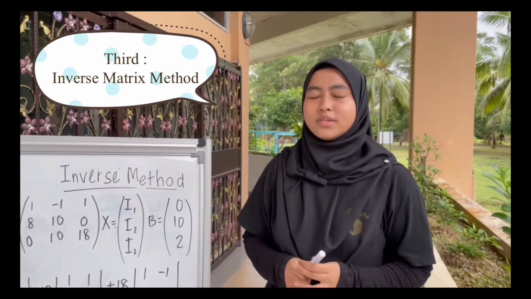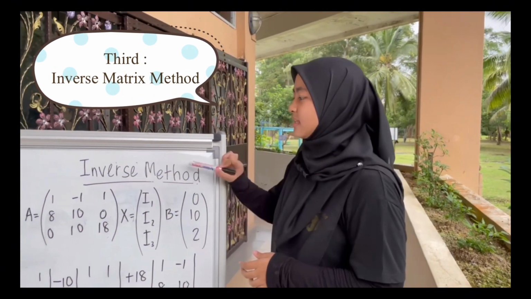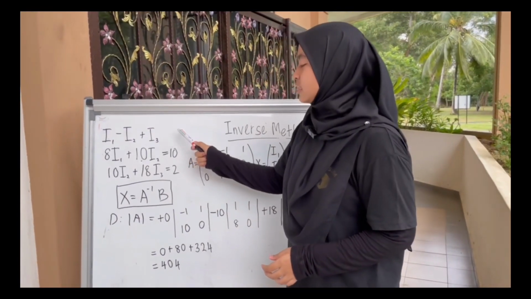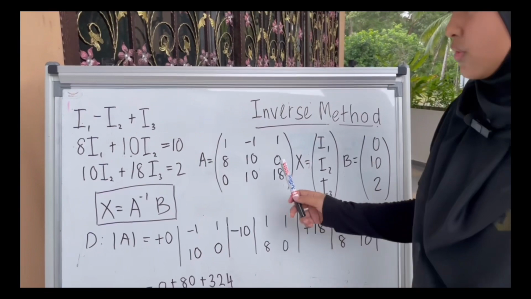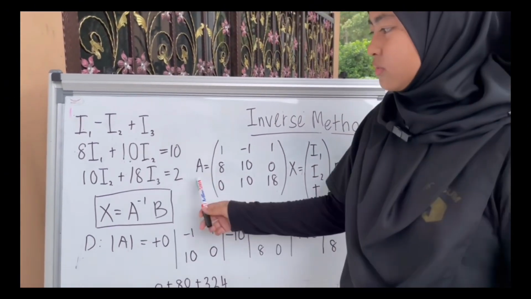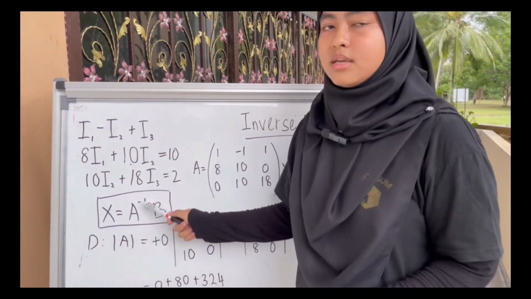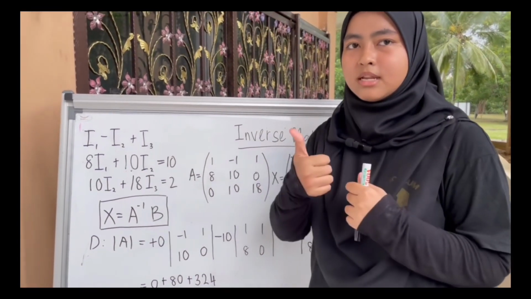So now I'm going to explain to you guys the third method, that is the inverse method. So from this equation, we need to change it to matrices A, X and B. To find X, I1, I2, I3, we need to insert into this equation, A inverse B. So we need to find A inverse. For A inverse, there are two steps, determinant and adjoint.